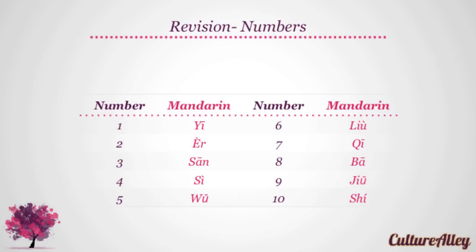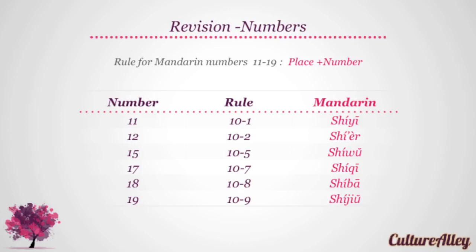7 becomes qi. 8 will be ba. 9 is jiu. And finally, 10 translates to shi. Great! Now let's take a look at numbers 11 through 19.